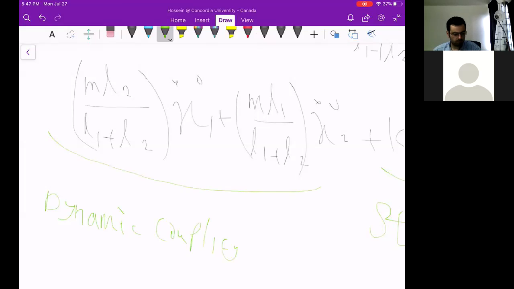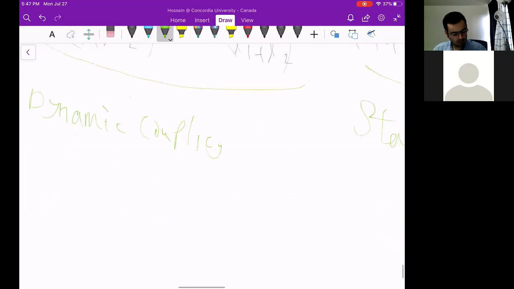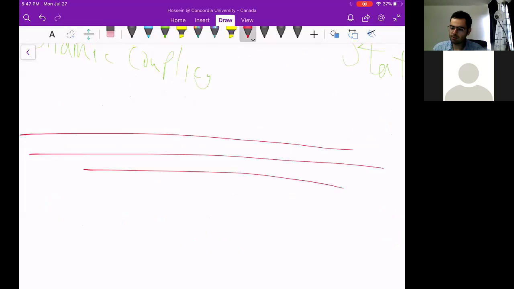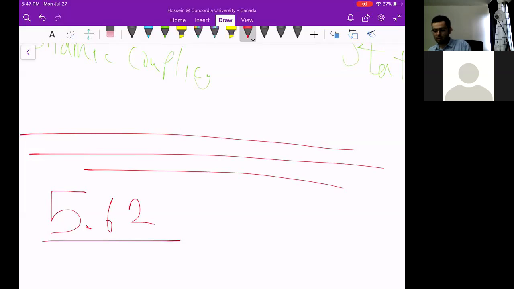And then for the last question, 5.62, very simple and just linear motion, you are supposed to determine the matrix equation for problem 5.62.